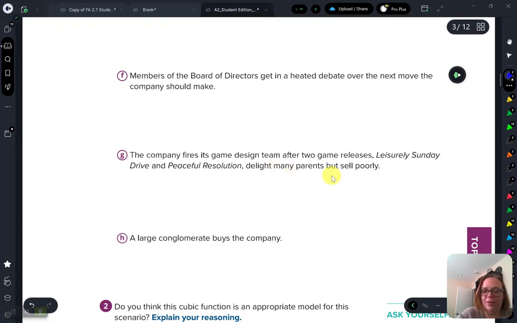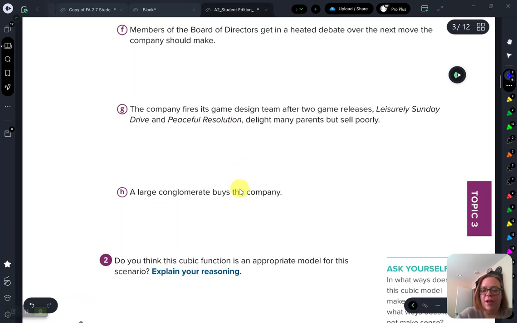poorly. Is this supposed to be like the opposite of Grand Theft Auto? Leisurely Sunday Drive and Restful Resolution. That's hilarious. And finally, a large conglomerate buys the company.